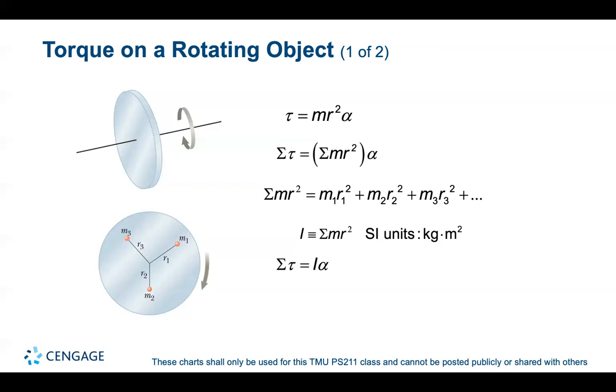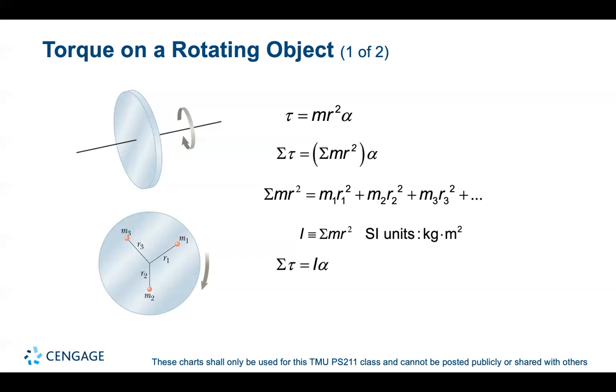The torque on each one of these particles is given by our torque equation. The net torque on the disk is given by the sum of the individual torques on all the particles. Because the disk is rigid, all the particles have the same angular acceleration, so alpha is not involved in the sum. From the bottom figure, we can write the equation shown here.